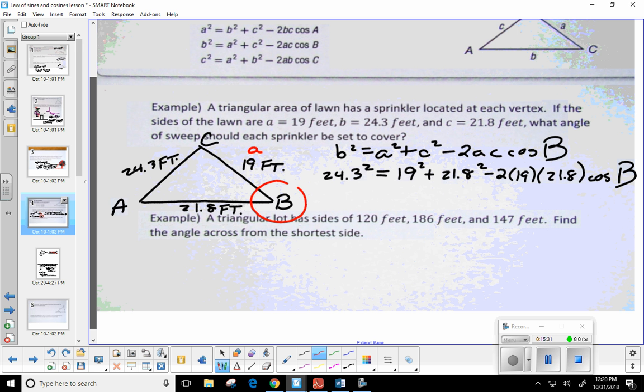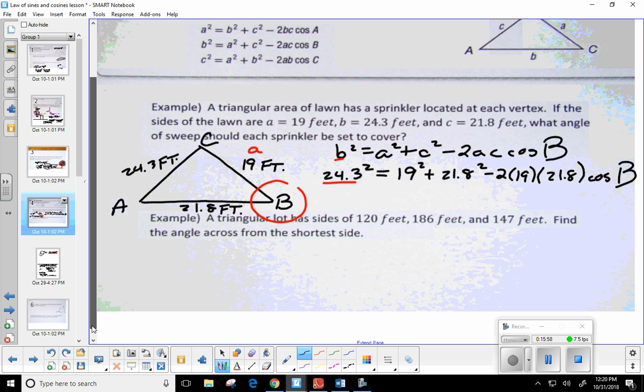So all I did was take my formula, C in place of B, I put the side length directly across from it, 24.3. A, I substituted in 19. C, I plugged in 21.8. The formula is given to us. That's something we don't have to derive. The formula is just provided for us.